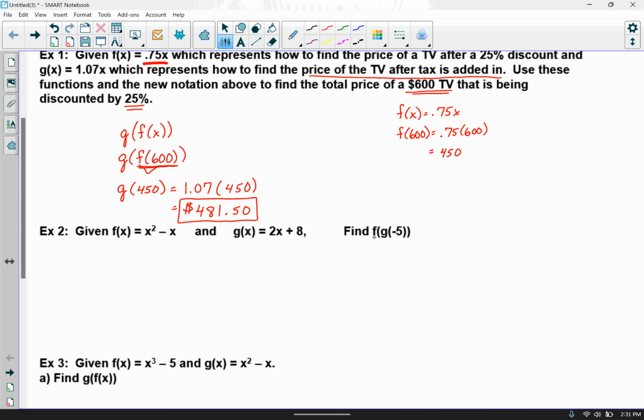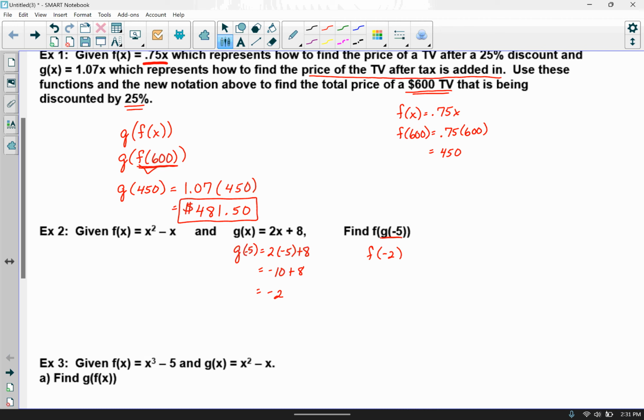All right, so this time I'm f of g of -5, working from the inside out. So that tells me then first thing I'm going to find is I'm going to plug -5 into my g function. So go to my g function. Everywhere I see an x, plug in -5. So that'll give me -10 plus 8. So that should land you at -2. All right, so we just found then that g of -5 is -2.